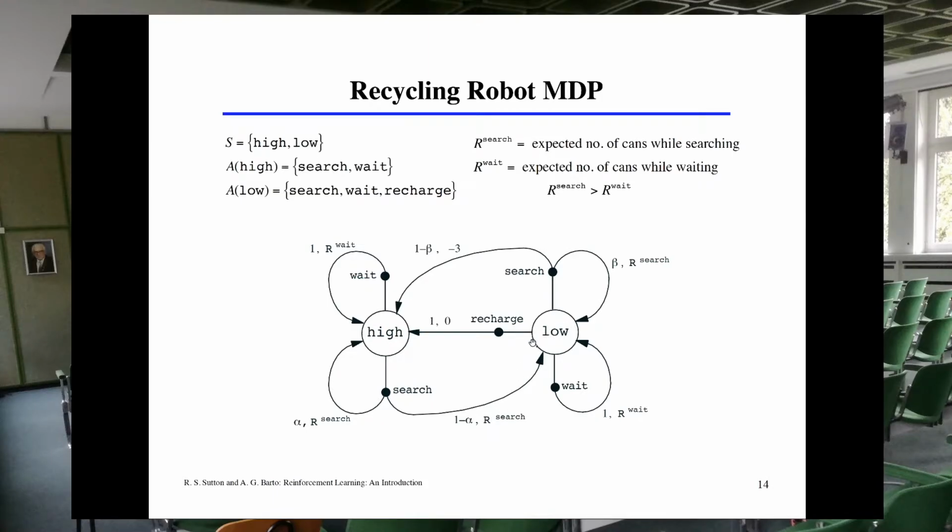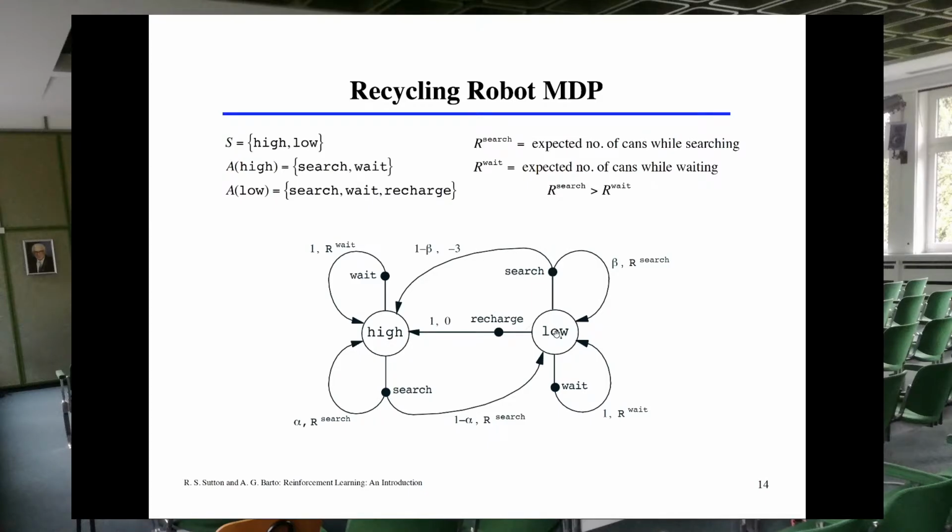Now, if the agent is in state low, it could perform three actions. If it performs search, with some probability beta it will remain with low battery and gain the reward for searching. If the action performed is search, it can also, with probability 1 minus beta, transition to state high, but obtain a reward of -3.